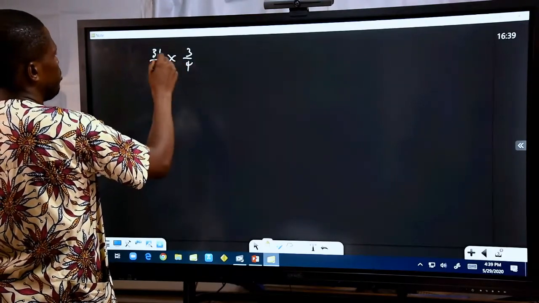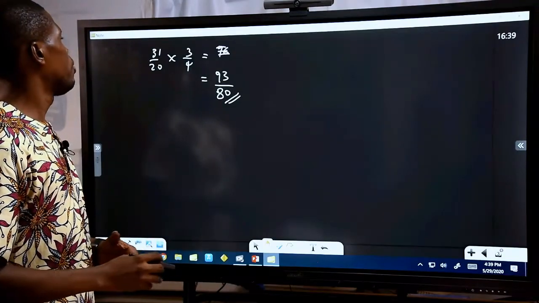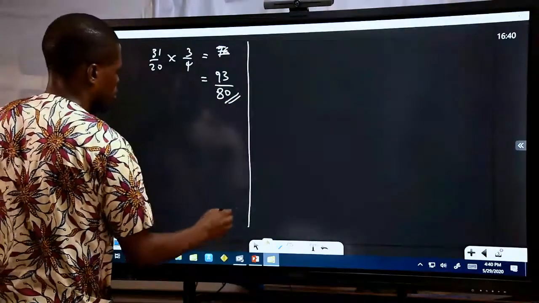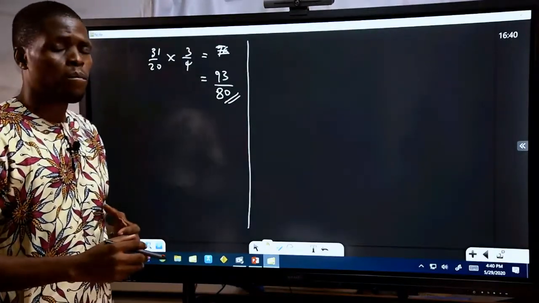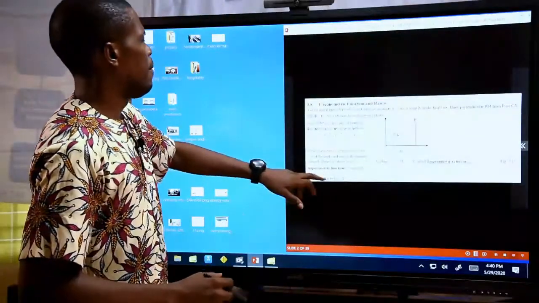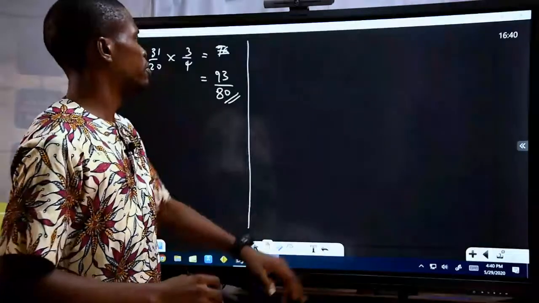So 31 multiplied by 3 is 93, and 20 multiplied by 4 is 80. So we have 93 over 80 as the answer for that expression. Okay, let's go further. We want to consider the identities for trig functions.